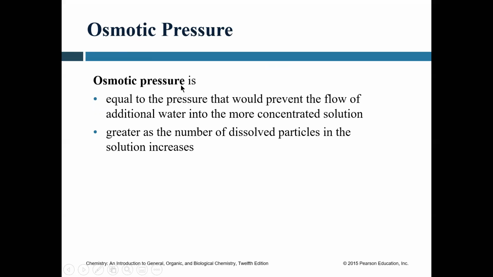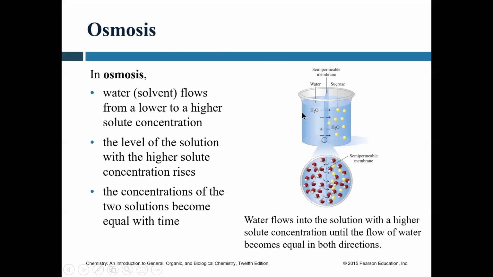So we have this thing called osmotic pressure, and this is equal to the pressure that would prevent the flow of additional water into more concentrated solutions. It's greater as the number of dissolved particles in the solution increases. So if I have my water flowing from here over here, because the water is wanting to dilute this side, if I tried to resist or stop this water from flowing, that's known as osmotic pressure. The more particles we have on this side, the more concentrated it is, the more intense that flow is going to be, and the greater the pressure is going to be to stop it.